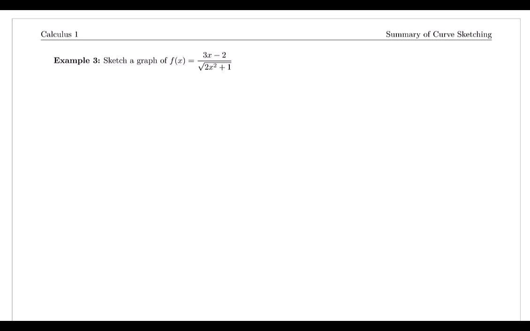Example 3 wants us to sketch a graph of the function f of x is equal to 3x minus 2 all over the square root of 2x squared plus 1. Let's run through our numbered checklist. So first on our list is we want to cover the domain.